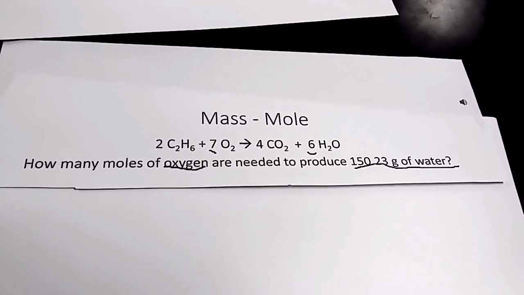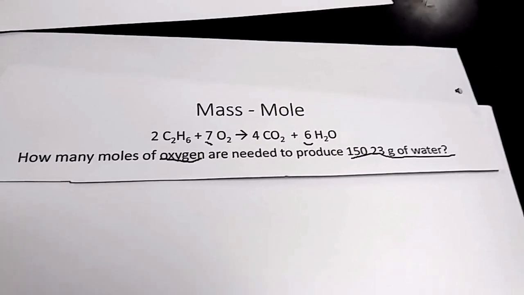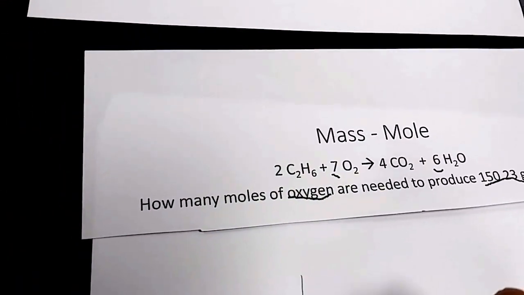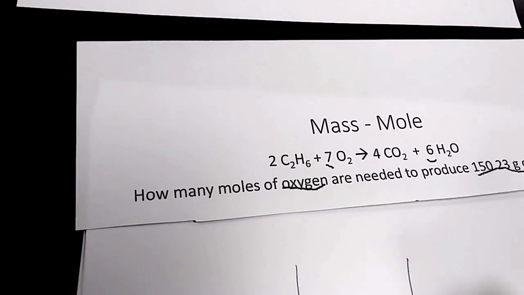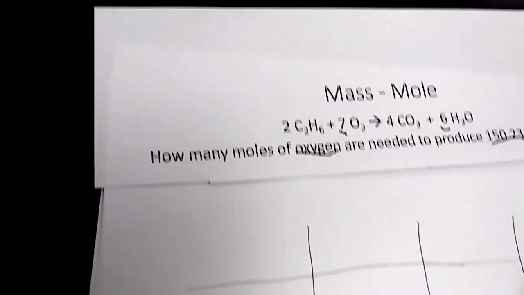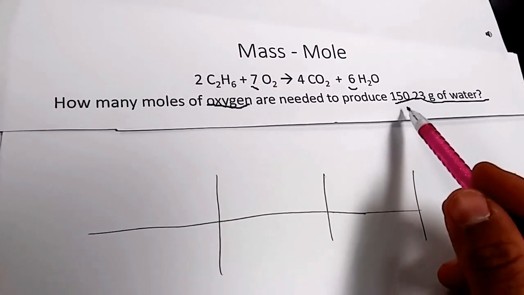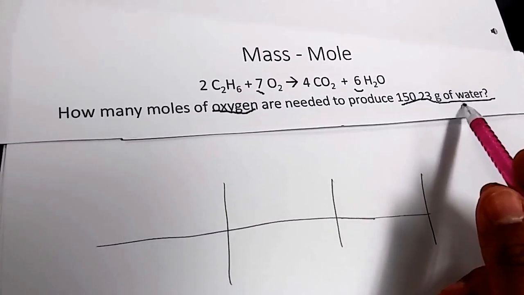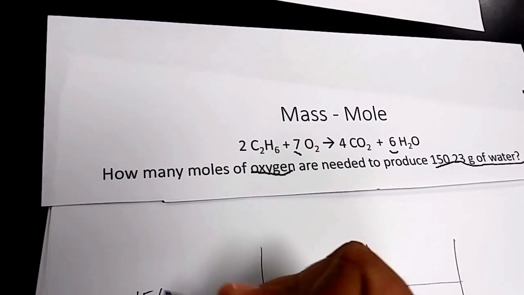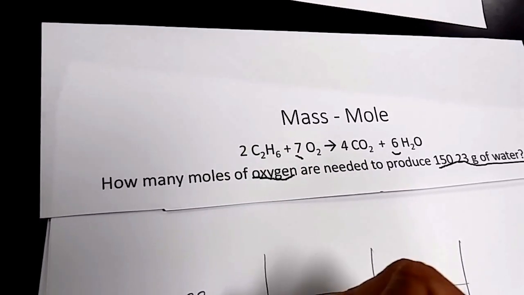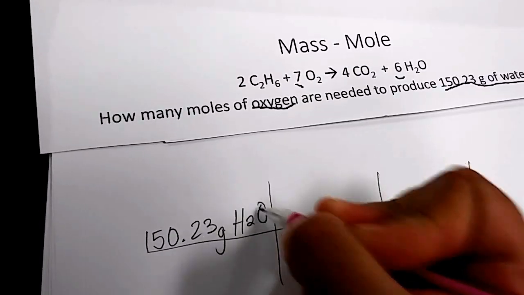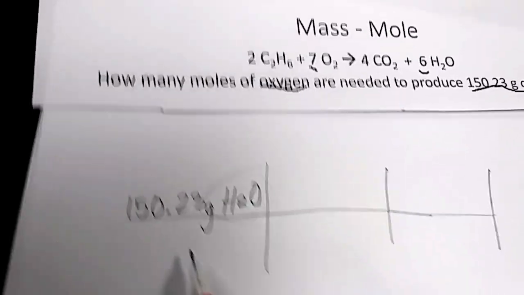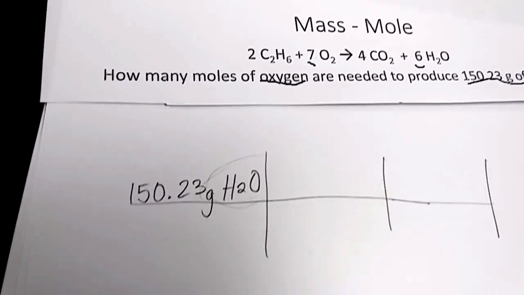For our next problem, it's a mass to mole problem. So in this one, just like the mole to mass, you're going to have 6 total boxes, 3 on the top, 3 on the bottom. You always start with your given like you do with every single one. So it's 150.23 grams of water, 150.23 grams H2O. Whenever you start with your given as grams, that means that this next step is going to be grams and moles.